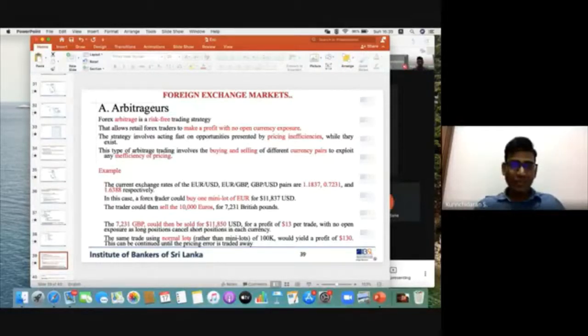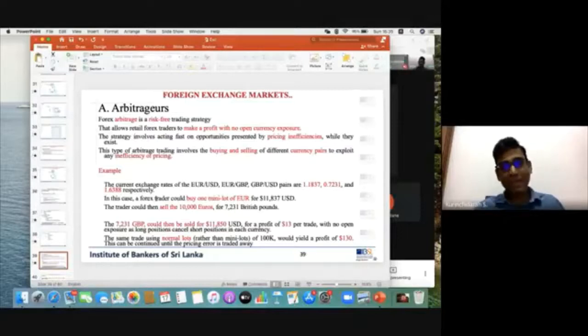What will happen? There are so many exchange rates. You can buy one currency and sell a different one, then again buy, again sell. With so many different currencies, you can see little price differences. That is called pricing inefficiencies. Maybe the Sri Lanka market works in a different way.